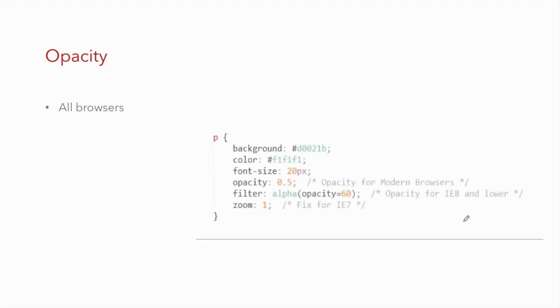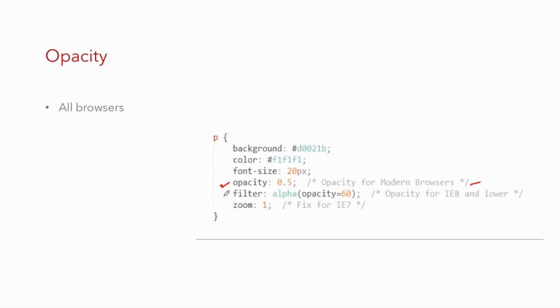Then to cater to all the browsers for setting opacity, what we can do is combine these properties, because we will not know what browser the user is using to access your web page. So you can specify opacity, and this will take care of all the modern browsers.